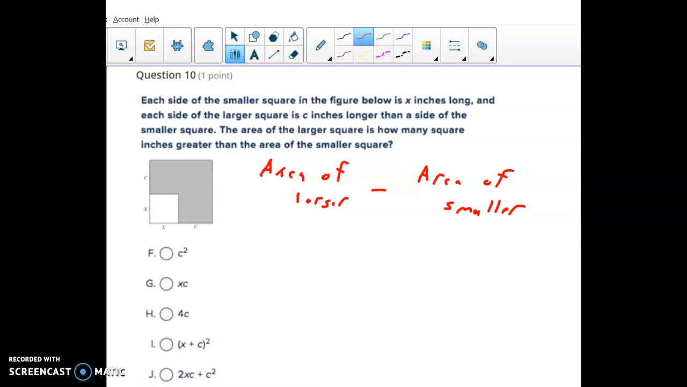Okay, so sorry for the poor handwriting. My thing is having a hard time writing currently. The area of the smaller square is pretty easy to tell. That's just x squared, x times x. The area of the larger is tricky.